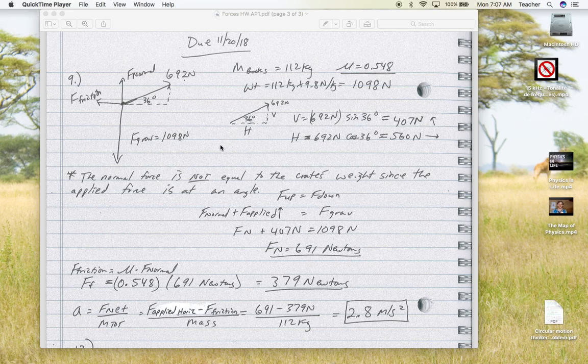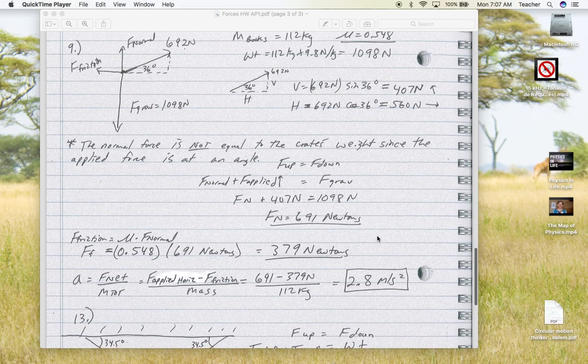And so therefore, I can find the normal force by saying that the normal force plus the applied vertical component upward would equal the gravitational force downward. So since the upward component is 407 newtons, that leaves 691 newtons for the normal force. I can use that to find the frictional force. Mu times F normal is 379 newtons.